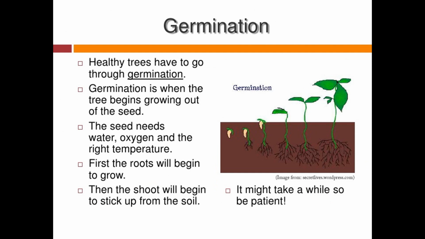Then what is germination? Healthy trees have to go through germination. Germination is when a tree begins growing out of the seed. The seed needs water, oxygen, and the right temperature. First, the roots will begin to grow. Then a shoot will begin to stick up from the soil. It might take a while, so be patient. Then remember, germination is from a seed to a fully developed plant.